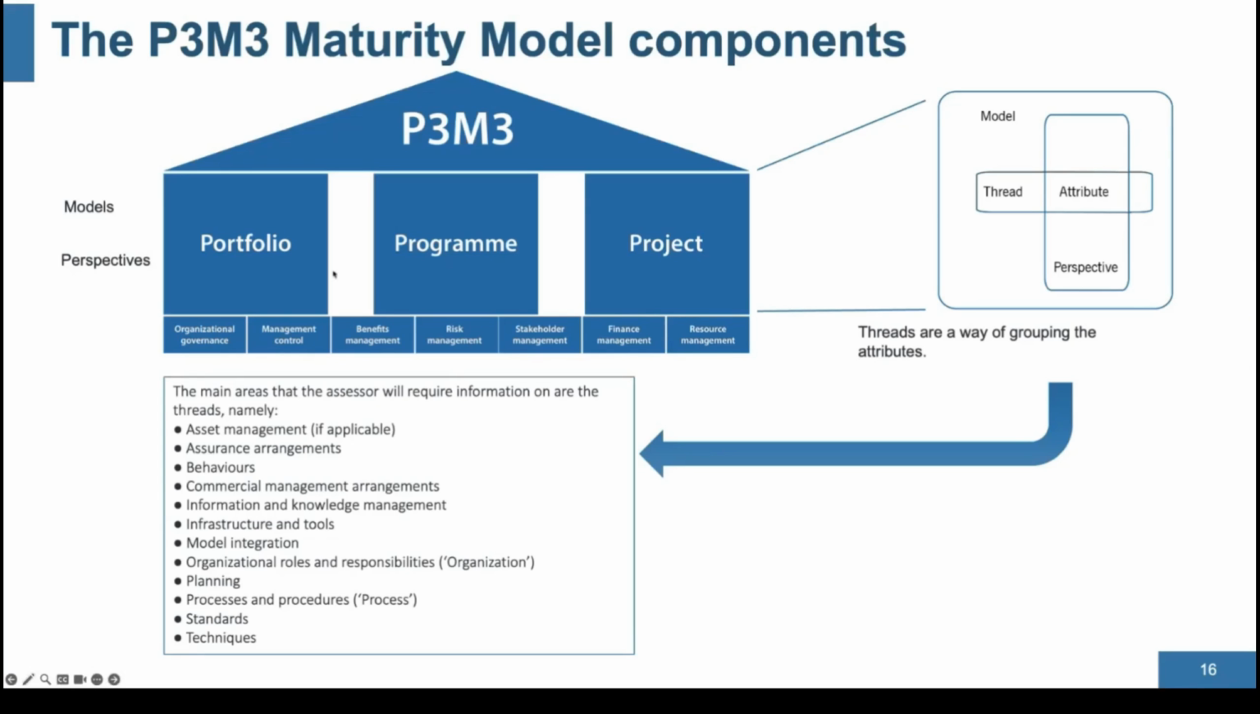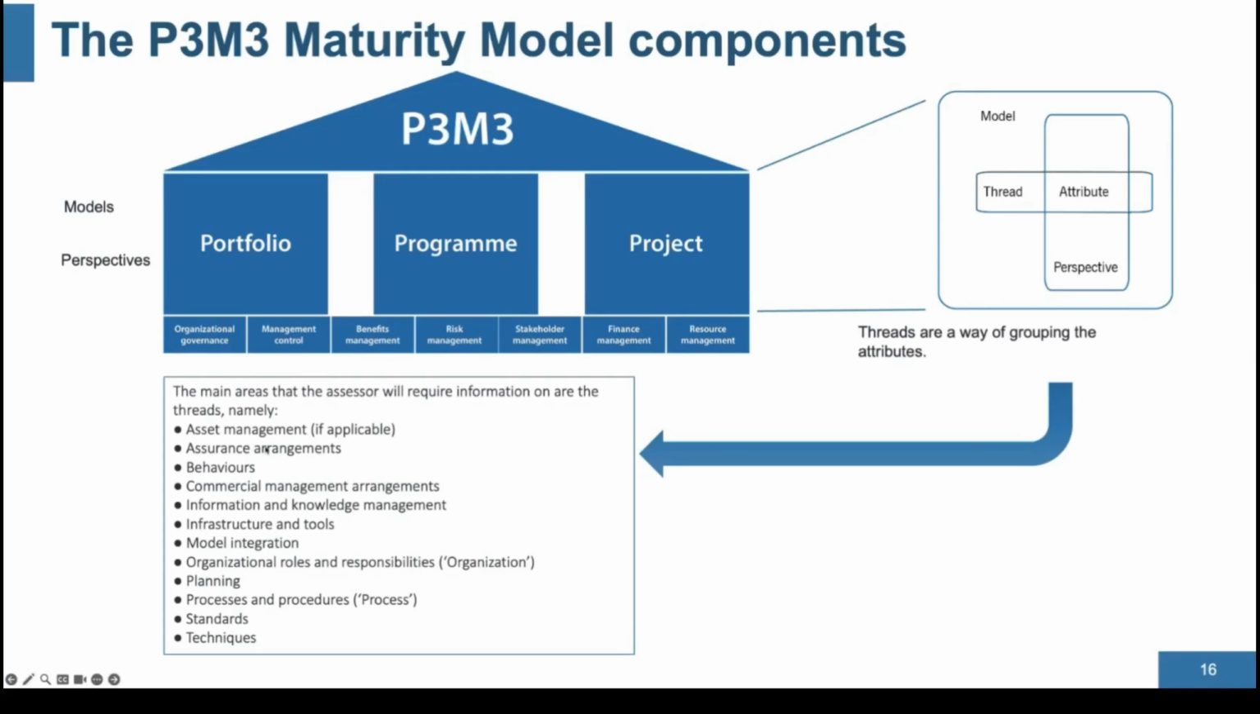And in fact, for each of these models you can see here, so that means the portfolio, the program, and the project, we have a set of attributes. The attributes are the questions that are used to assess, and these attributes are grouped into threads. So a thread is a more detailed level than the perspective, and we can have up to 13 different threads. You can see it here.